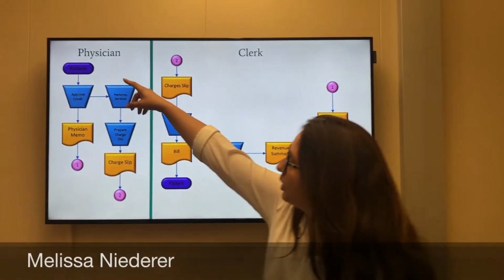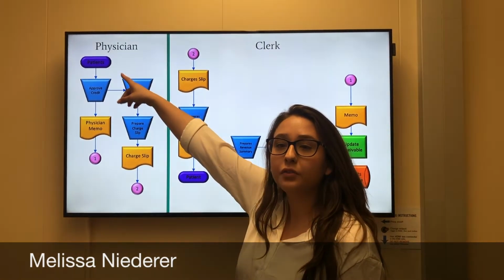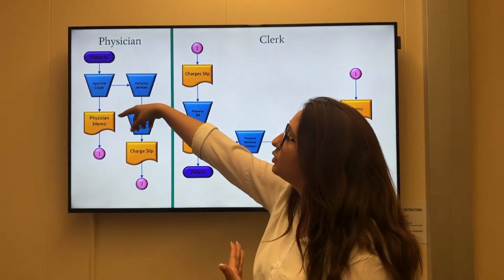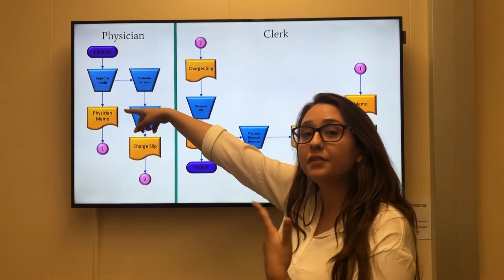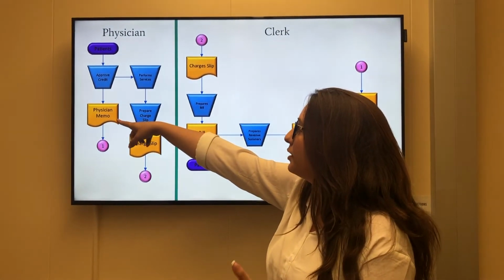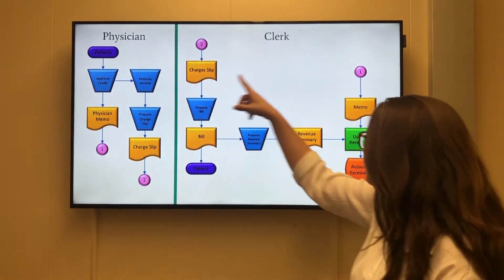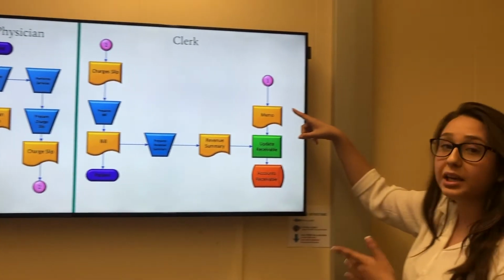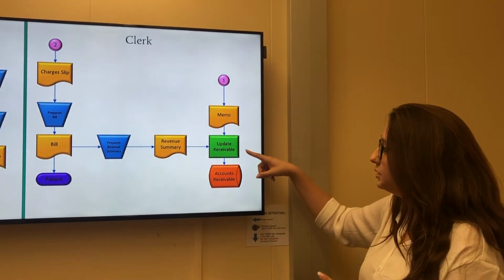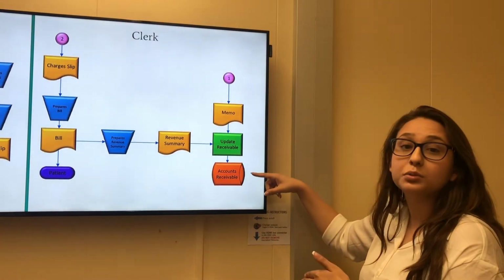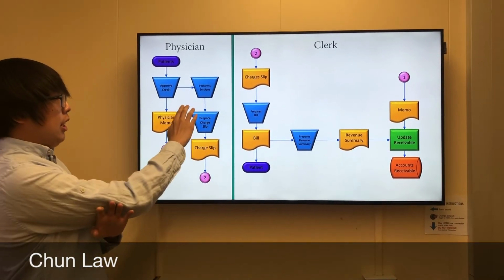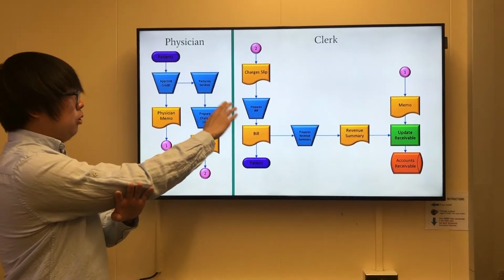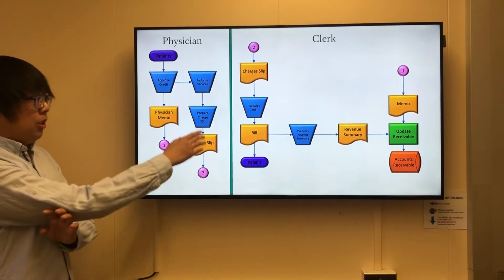So first the patient comes in, and then if they ask for credit, the physician has to approve the credit. If the physician approves the credit, it goes onto the physician memo. From there, the physician memo goes over to the clerk, who takes the memo and uses it to update the receivable, which goes into the accounts receivable database. After the patient gets their credit approved, the physician performs their services, and after the services have been rendered, he prepares a charge slip.